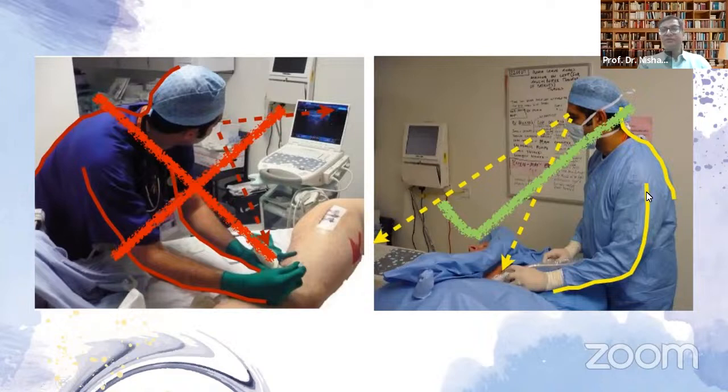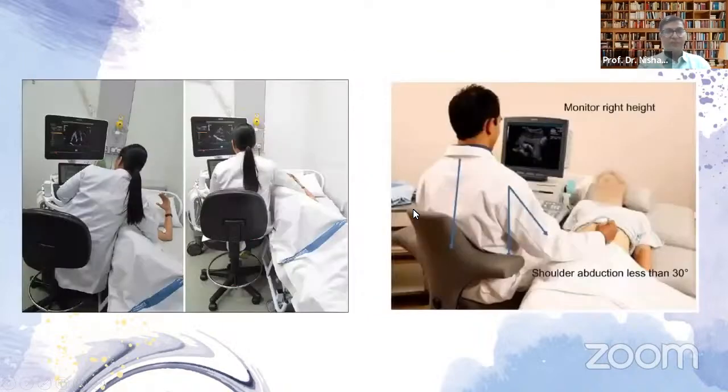On the other hand, if you see this, the back is straight, the elbows are at a right angle, and the machine or the screen is right in front. Just by lowering your eyes, you can look at the monitor as well as at the side. So this is good ergonomics, right?